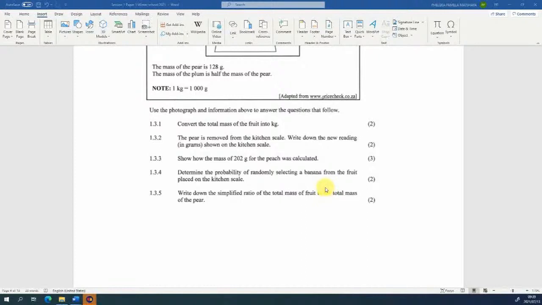Number 1.3.5. Write down the simplified ratio of the total mass of fruit, to. Remember, how do we do the "to" in ratio? How do we represent the "to" in ratio? Again, let me start the question. Write down the simplified ratio of the total mass of fruit to the total mass of the pear.